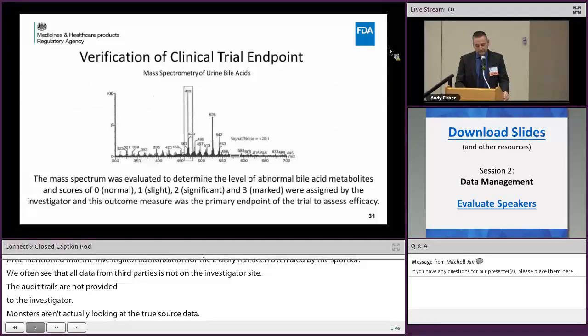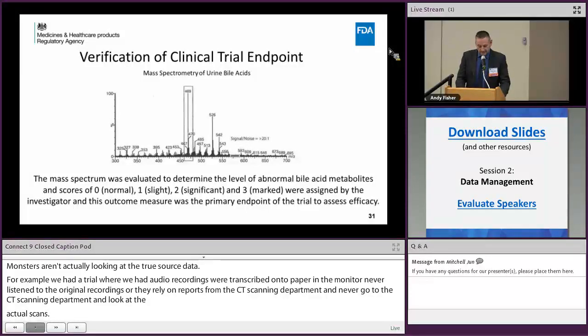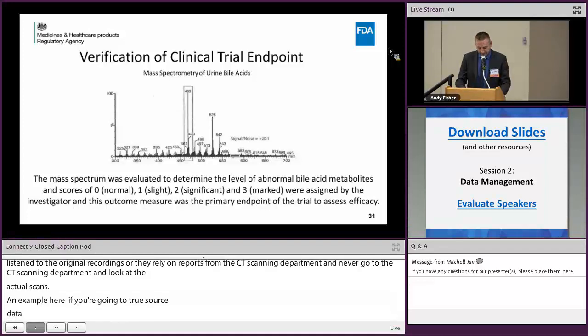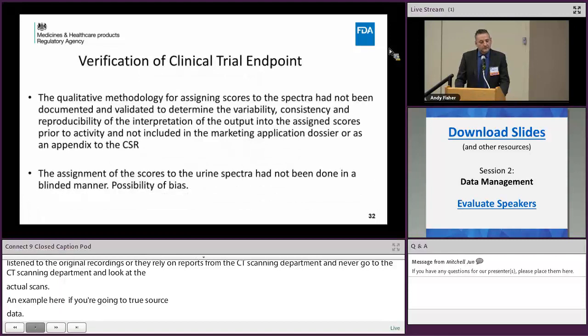An example here of going to true source data, and why it's important, is a spectrum of urine bile acids. And this graph was translated by the wisdom of the investigator into an ordered categorical scale. And the scale was then the primary endpoint of the trial. How he did that was not documented and validated before he did it. And there was nothing in the marketing authorization application that described it either. Finally, the scores were assigned when the investigator knew exactly what treatment the patient had received.